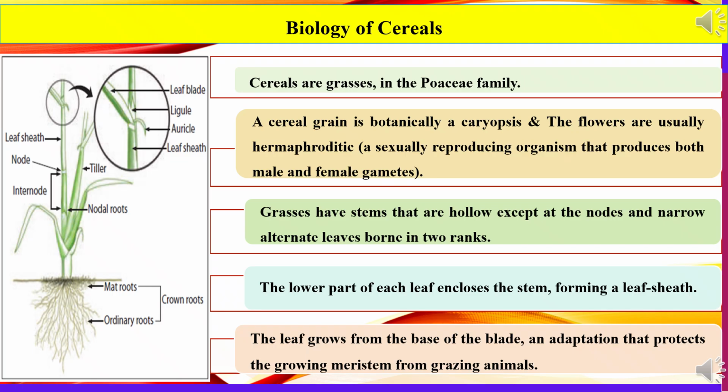The flowers are usually hermaphroditic, with the exception of maize, and mainly anemophilous or wind-pollinated, although insects occasionally play a role. Among the best-known cereals are maize, rice, wheat, barley, sorghum, millet, oat, rye, and triticale. Some other grains are colloquially called cereals, even though they are not grasses. These pseudo-cereals include buckwheat, quinoa, and amaranth.